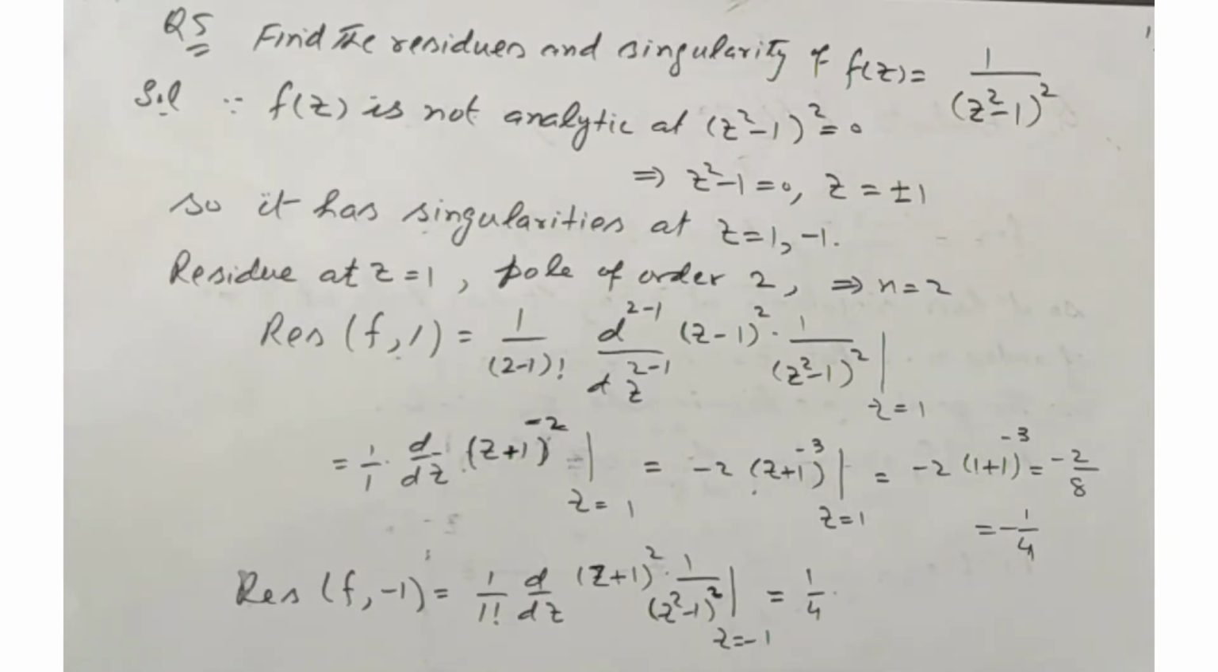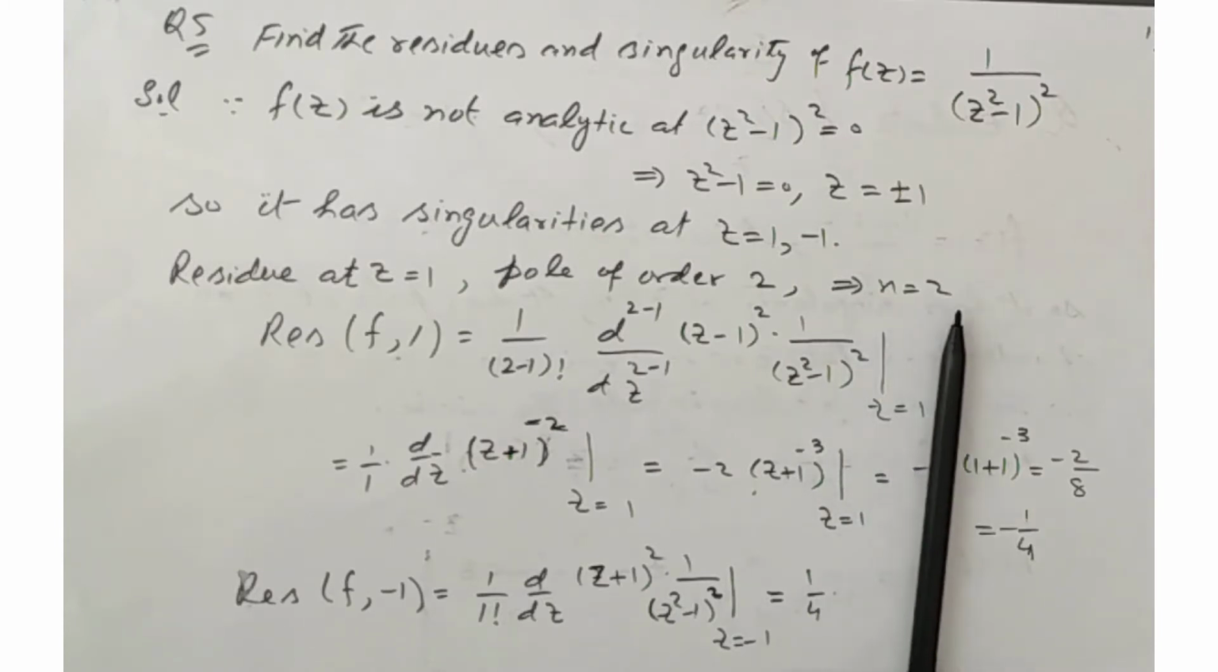Now we find the residue at z equal to 1, pole of order 2. Because of this square, we have pole of order 2. This is the order of the pole. Here it is 2, so order of pole is 2. Now residue at z equal to 1, the pole of order 2, we say n is equal to 2. The order of the pole is denoted by n and n is equal to 2.